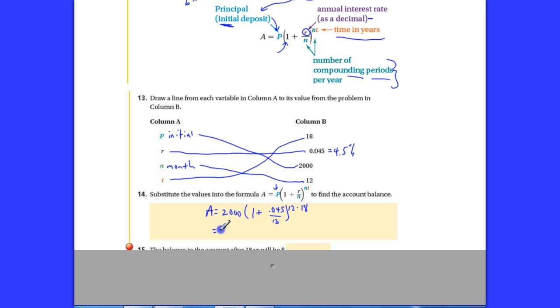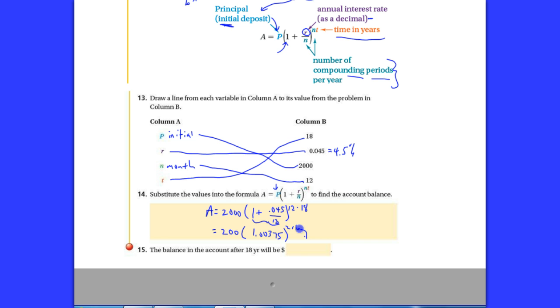So here's what you end up with. Let's simplify this just a little bit. You end up with 2,000 times 1 plus that. If you put this part here in your calculator first, 1 plus 0.045 divided by 12, you should get 1.00375, to the power of 12 times 18, which is 216. Put all of that in your calculator now, and you'll get, after 18 years, the amount of money in that account would be $4,489.01.